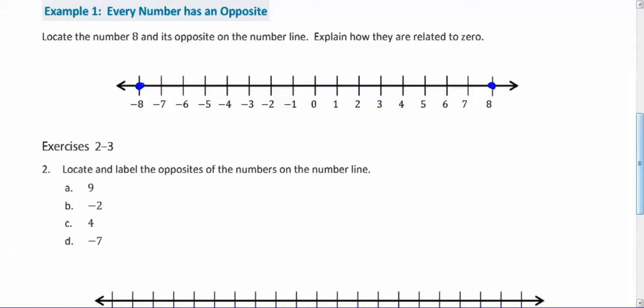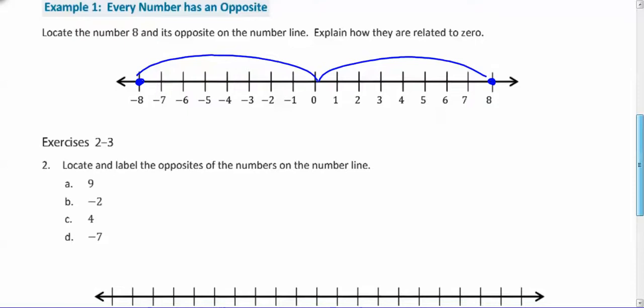So here is 0 right in the center. Okay, so to get from 0 to 8, that's a jump of 8, right? And then to get from here to here, that's a jump of 8 as well, except one is jumping to the right and one is jumping to the left. So they both have the same distance from 0, and we're going to talk about that when we talk about absolute value.